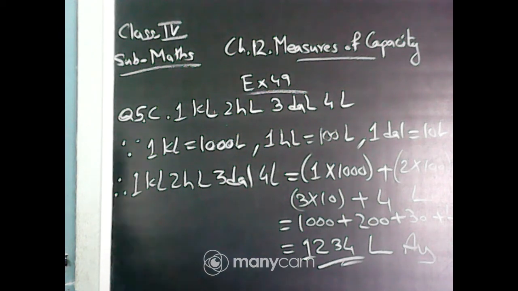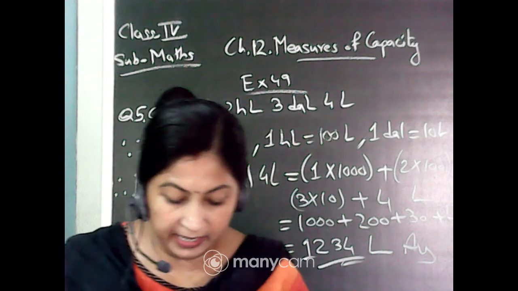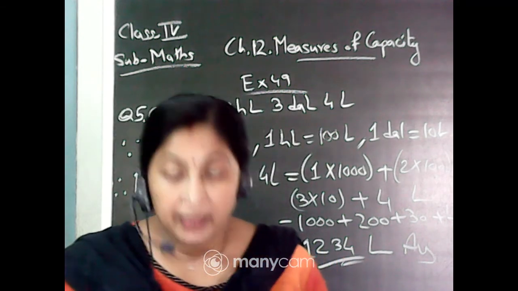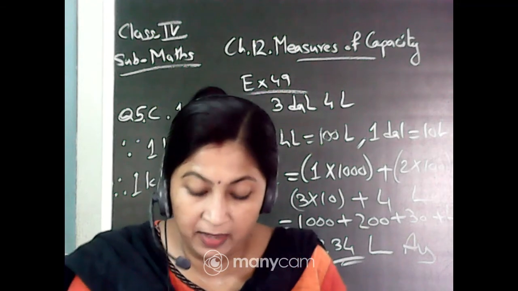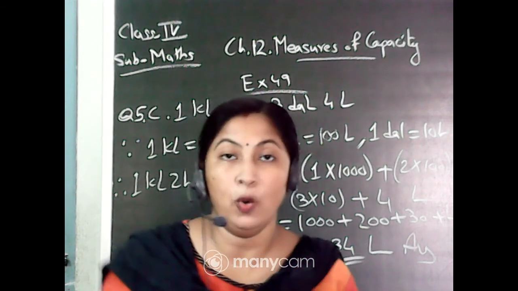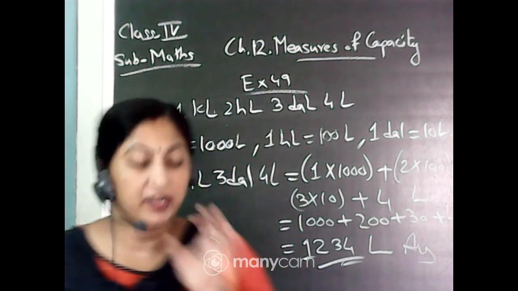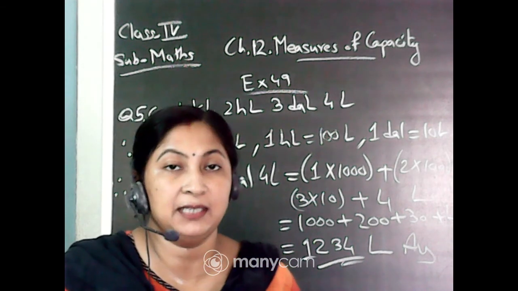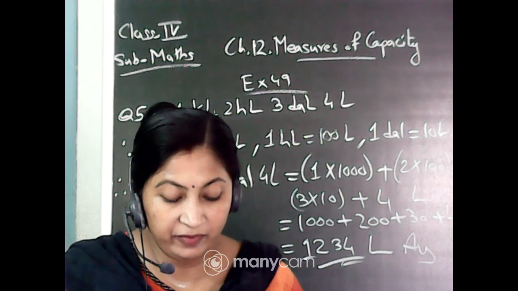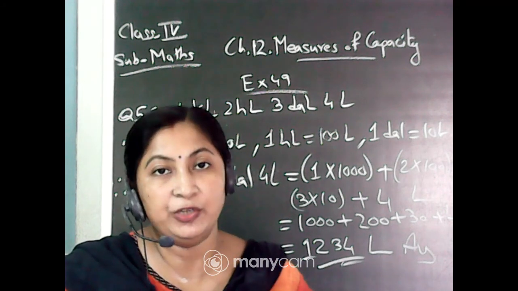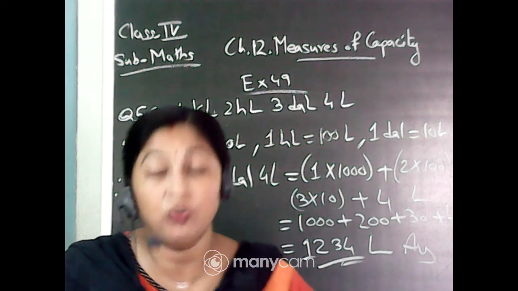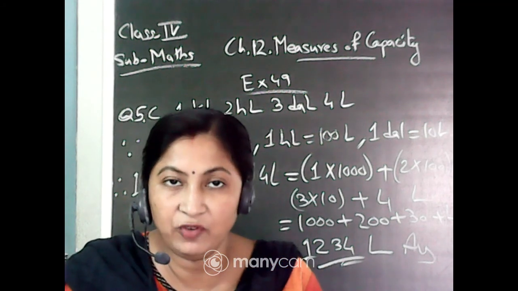Yes, it is very easy. The next one, number D, is homework for you. You will practice at home. And the next exercise is exercise 50. You have to convert from lower to higher units. In exercise 49, we were converting from higher to lower units. Now in exercise 50, you have to convert from lower units to the higher units. So you have to divide. Clear? You have to divide.